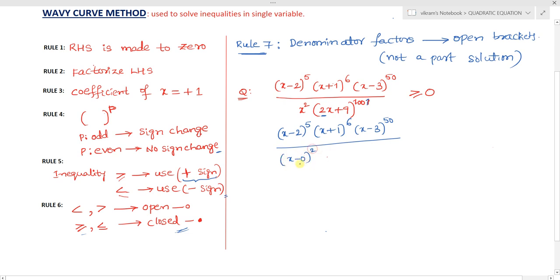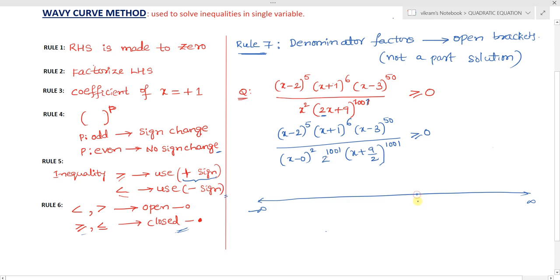That means one root, one value of x, is 0, so x minus 0 whole square. If we take 2 as a common factor, 2 power 1001, we can write it as x plus 9 by 2 whole power 1001, greater than or equal to 0. Here we obtain the values of x from minus infinity to plus infinity.